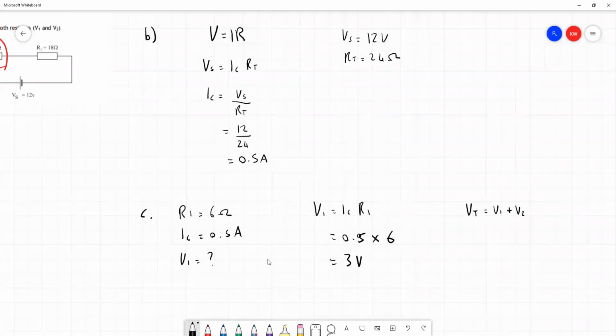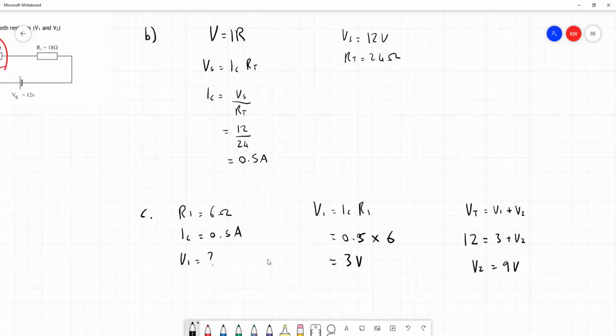The total voltage is our supply voltage of 12. We've just worked out that V1 is 3, and that leaves us to find V2. Subtracting 3 from both sides tells us that V2 must be equal to 9 volts. And that completes the example. And this example takes us through all the facts we know about series circuits and also uses Ohm's law in order to find the quantities that we need to calculate.